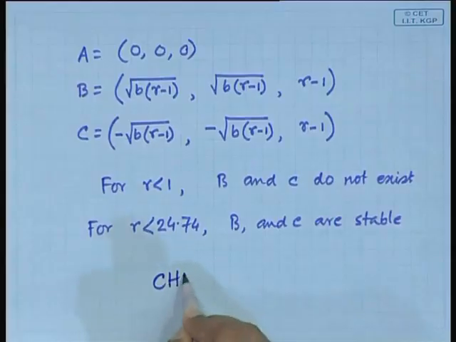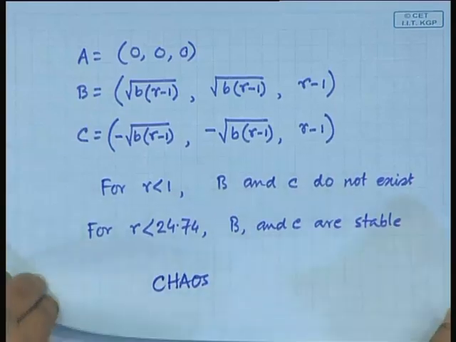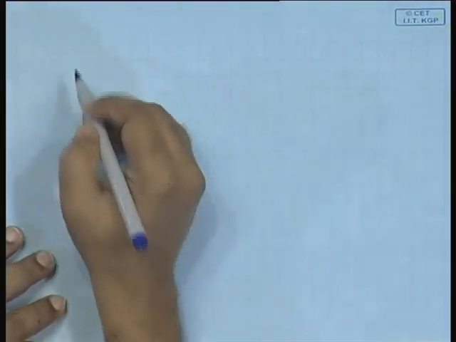Now that is what is known as chaos. So chaos is nothing but a bounded aperiodic behavior in a dynamical system. Okay. So such behavior can also be in a nonlinear dynamical system. So this is called chaos. Let me write down the definition.